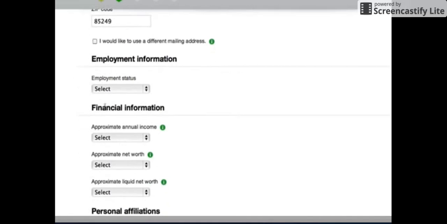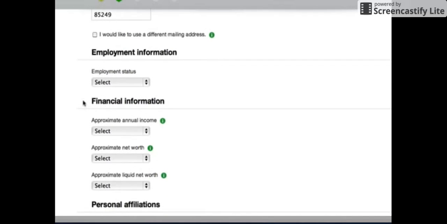And now comes what I believe to be an optional section, the employment information. Now they are going to ask you to put something for each one of these, but honestly, you don't have to put the truth because it's none of their business.